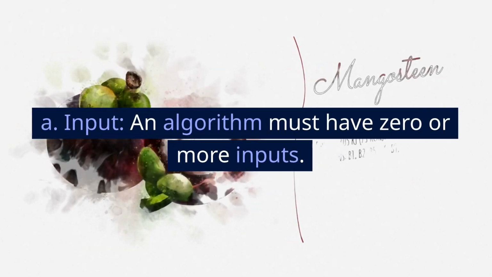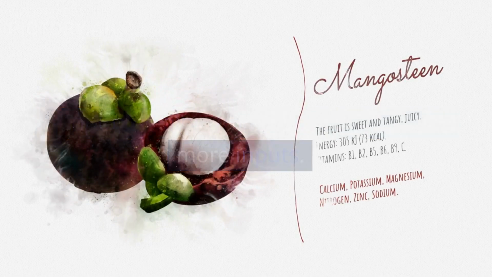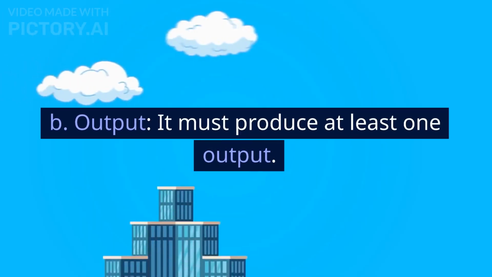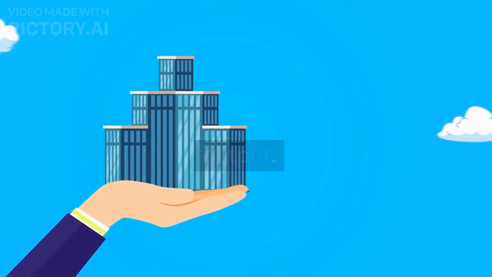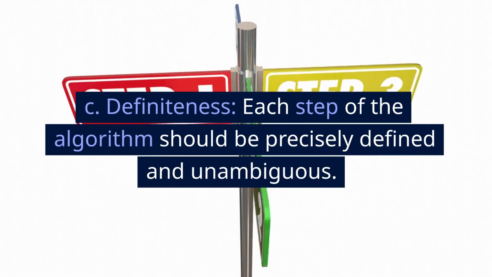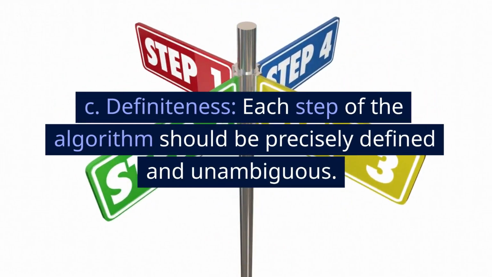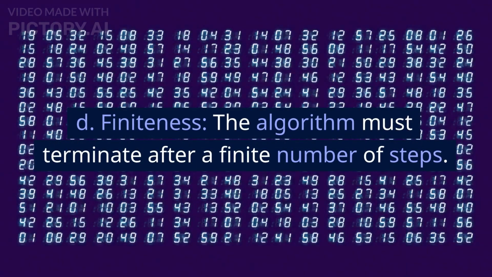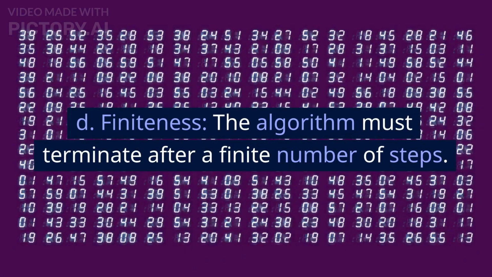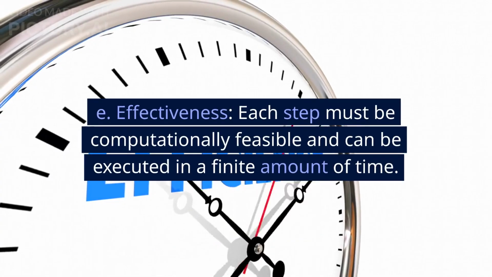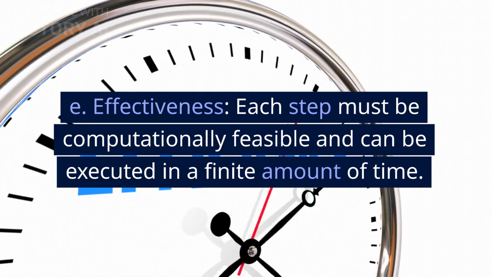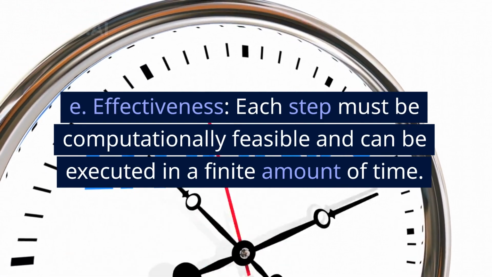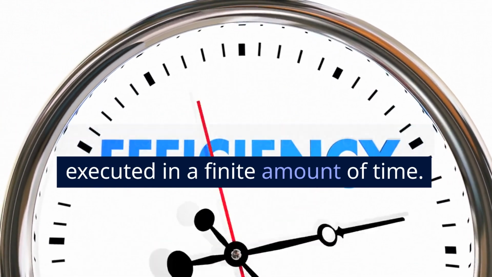A. Input. An algorithm must have 0 or more inputs. B. Output. It must produce at least one output. C. Definiteness. Each step of the algorithm should be precisely defined and unambiguous. D. Finiteness. The algorithm must terminate after a finite number of steps. E. Effectiveness. Each step must be computationally feasible and can be executed in a finite amount of time.